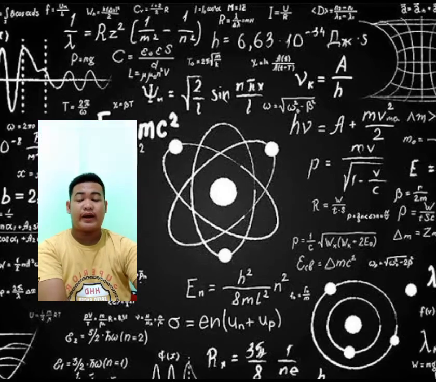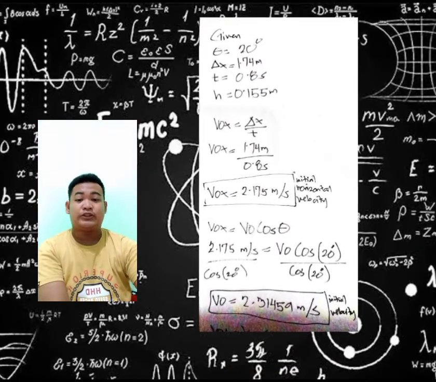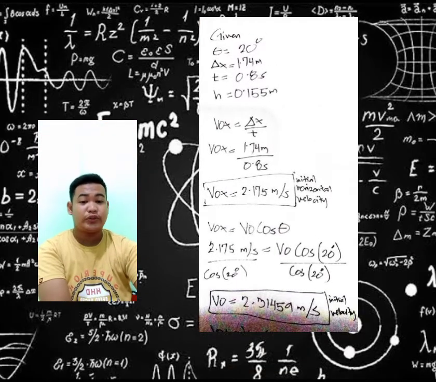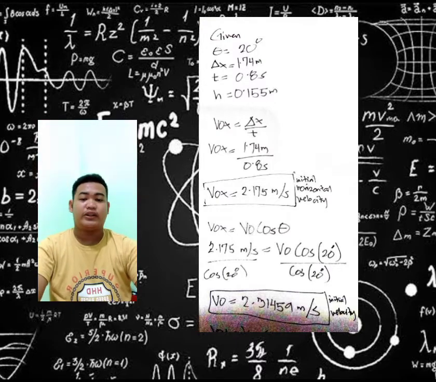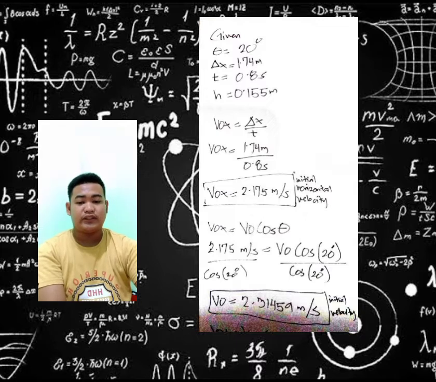So here is our first trial, which is the angle of 20 degrees. Now we have the given data: the angle of 20 degrees, the time, which is 0.8 seconds, the range, which is 1.74 meters, the height, which is 0.155 meters, and the acceleration due to gravity, which is negative 9.8 meters per second squared. Now we can calculate the initial horizontal velocity, the initial velocity, the initial vertical velocity, time, and lastly the maximum height.